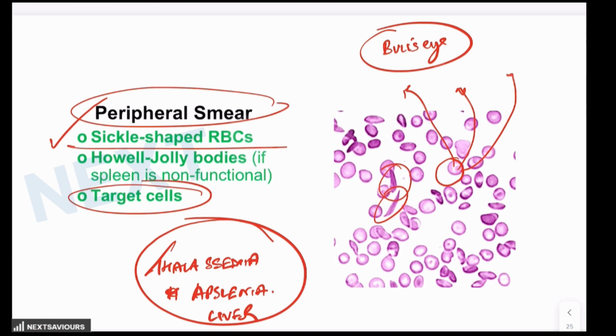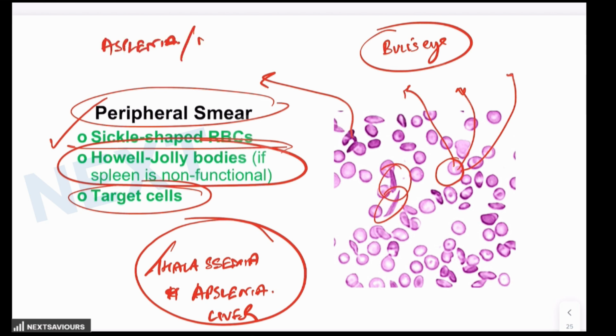And finally, another specific finding is the Howell-Jolly bodies. Now, what are these? These are basophilic nuclear remnants which are seen inside the RBCs on the peripheral blood smear, and they usually appear as single round dark purple inclusions. So why do they appear? You see, they are normally removed by the spleen. So their presence is suggestive of either asplenia or hyposplenism, that is, post splenectomy.